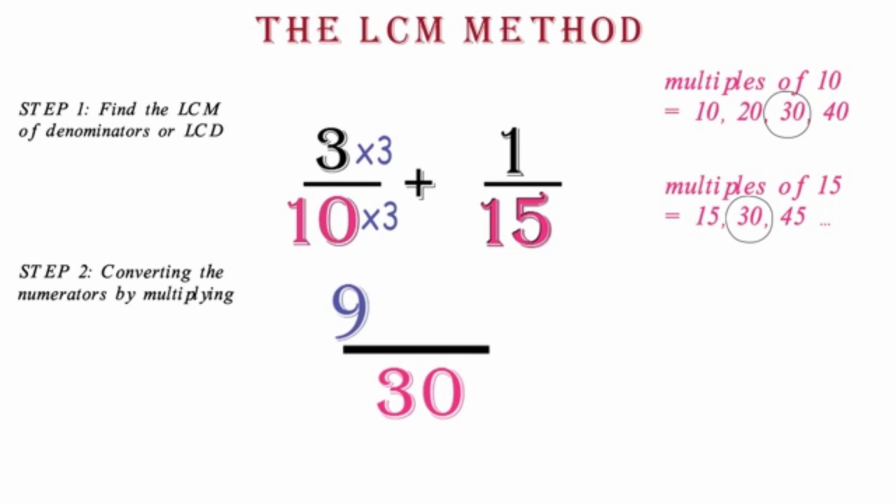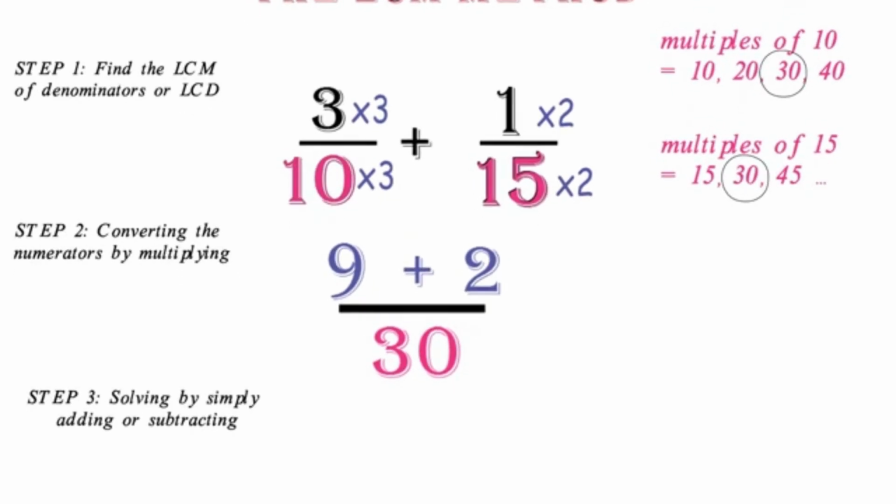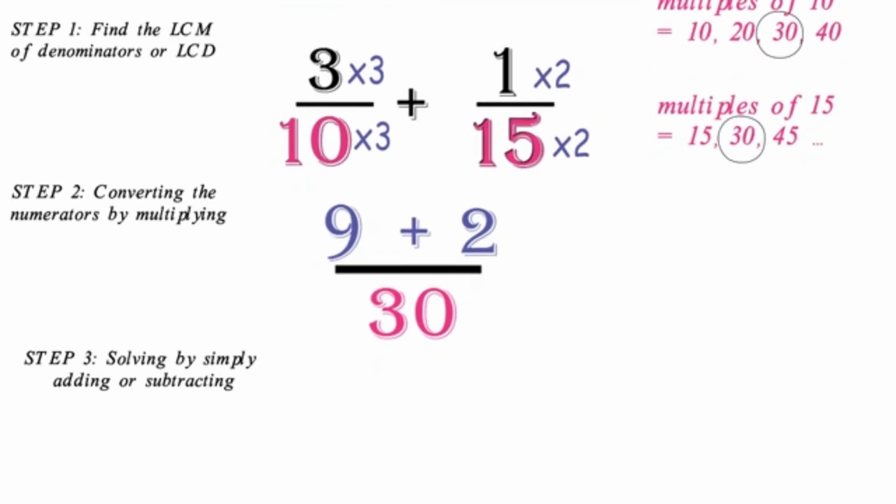We do the same for the second fraction. We find out what number multiplied by 15 will give the LCD. We know that the number is 2. We multiply the numerator, which is 1, by the 2 to get 2. Step 3. Solving by simply adding or subtracting. We can now add the numerators: 9 plus 2 to get 11. Our final answer is therefore 11 over 30.